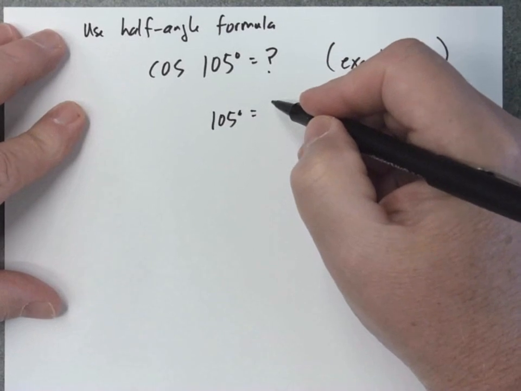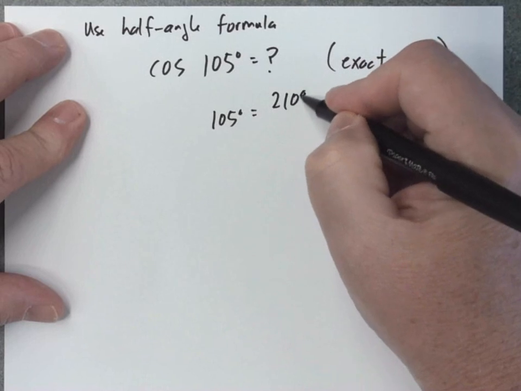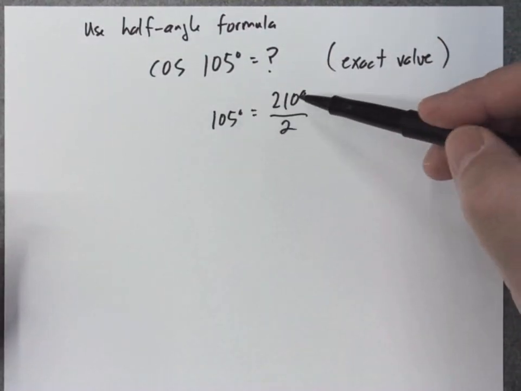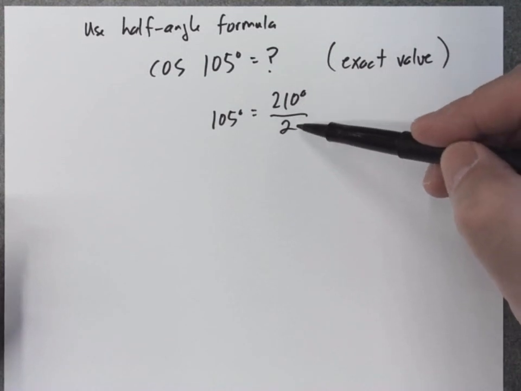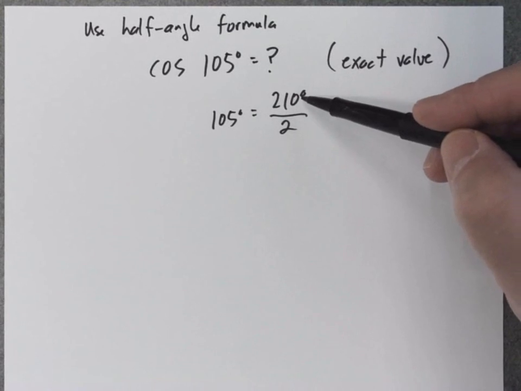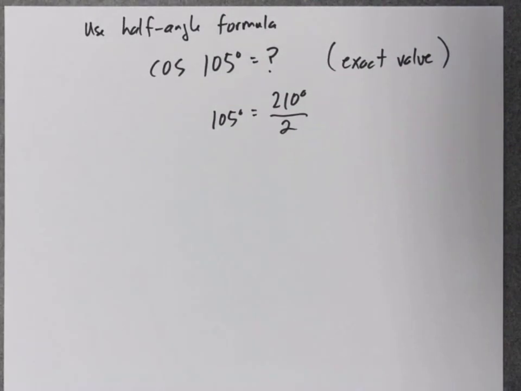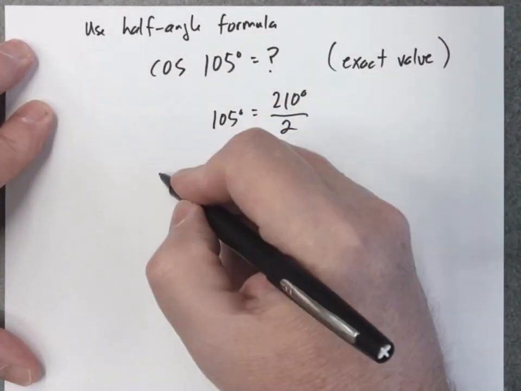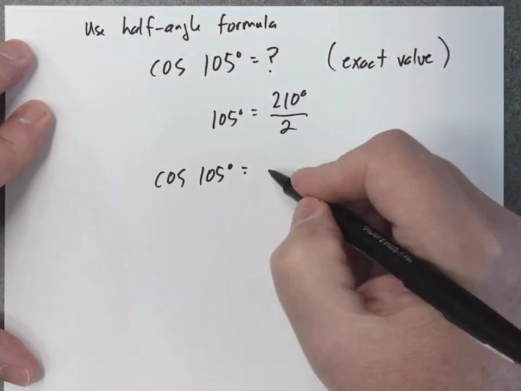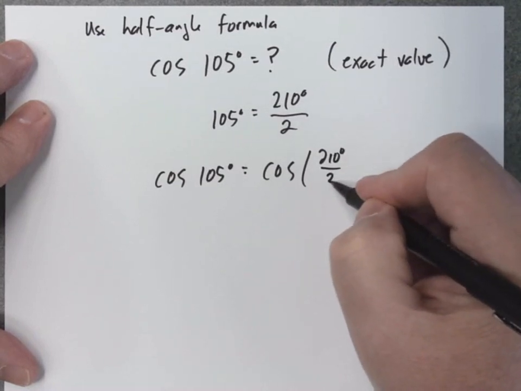this is where it's sort of like the sum and difference formulas, where in this case, 105 degrees would be the same thing as 210 degrees divided by 2. I do that because, lo and behold, 210 degrees is a special angle. So what I'm really doing is saying the cosine of 105 degrees, I'm going to call the cosine of 210 degrees over 2.